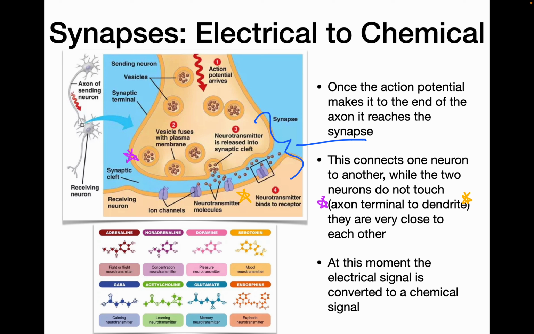So what's happening at the synapse is the electrical signal we have down here at the end of the axon is now going to become chemical. You can see these little brown dots. That's a neurotransmitter. It's a chemical signal. So it goes from electrical to chemical at the synapse.